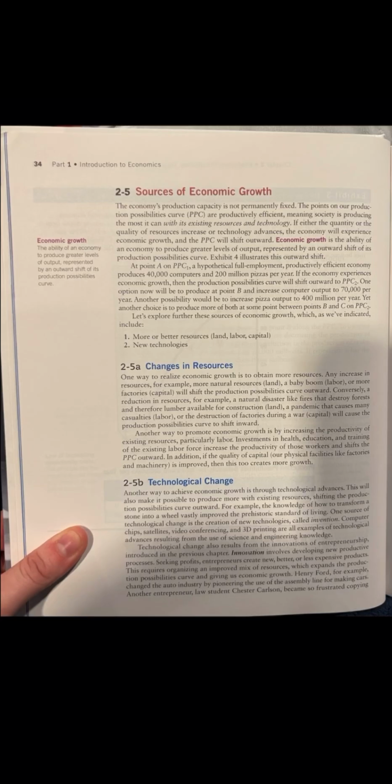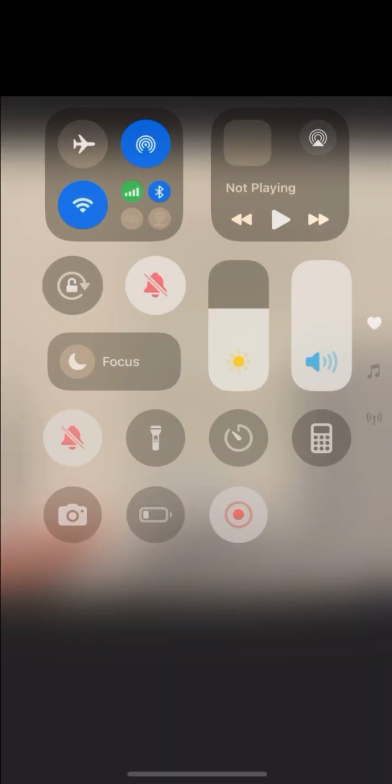One option now will be to produce at point B and increase computer output to 70,000 per year. Another possibility would be to increase pizza output to 400 million per year. Yet another choice is to produce both at a point between point B and point C on PPC 2. Let's explore further these sources of economic growth, which we have indicated include: 1. More or better resources, land, labor, capital. 2. New technologies.